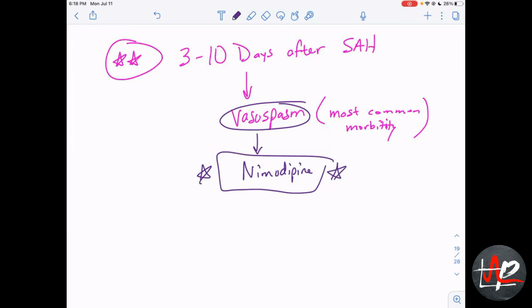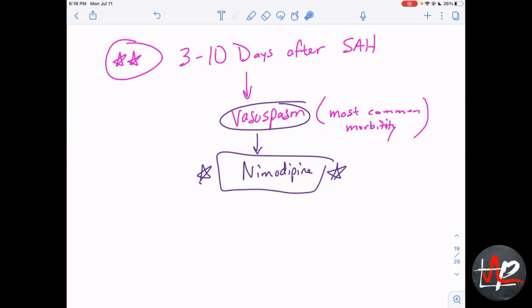They asked us for all the test questions for step 1 and step 2 is how do you prevent vasospasm? So you use a calcium channel blocker, but you have to know that it's specifically nimodipine. You can't just give them any old calcium channel blocker because that will not be correct on your test. Nimodipine is the best choice.